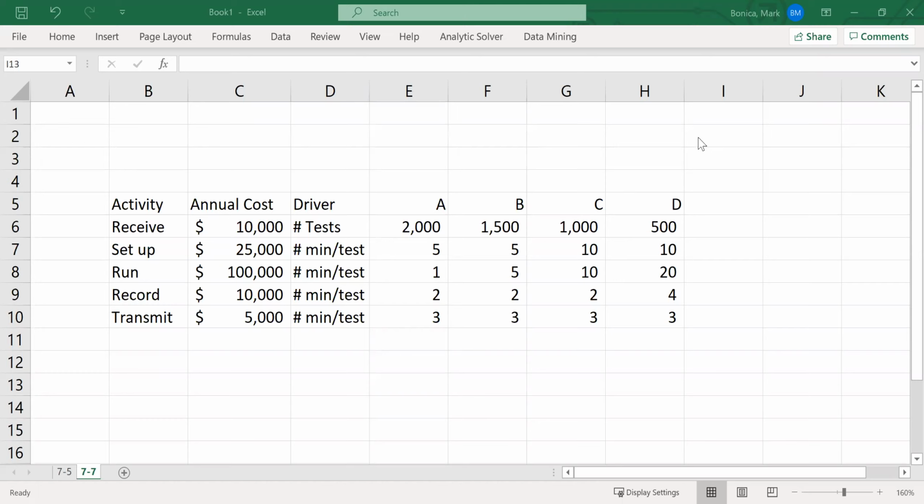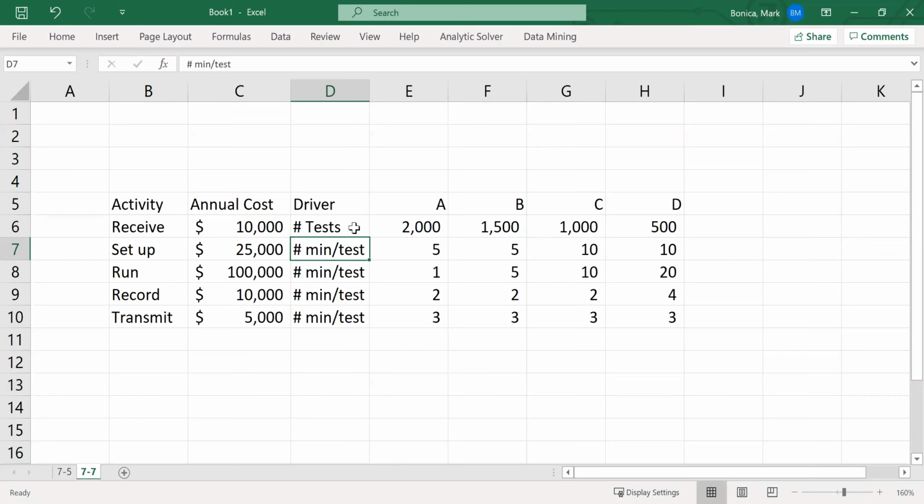So let's review what we're given. We've got 5 different activities: receive, set up, run, record, and transmit. We're given the total costs, and then we're told what the driver is for each of the costs. Conveniently, there are only 2 different drivers. The first driver is number of tests, and the other driver is the number of minutes per test.